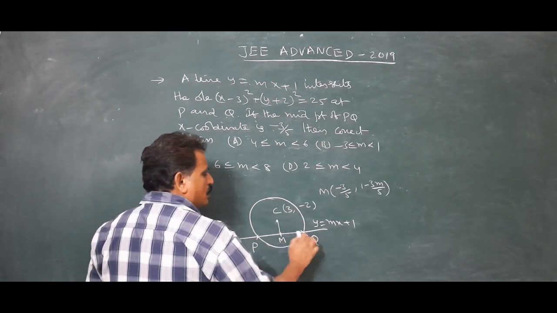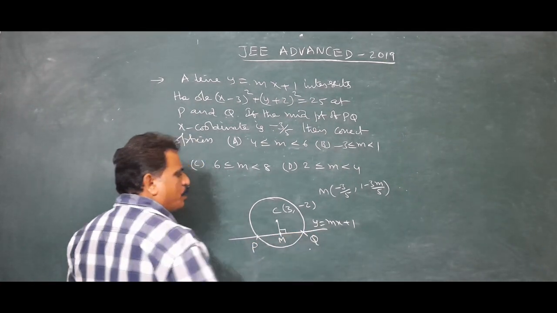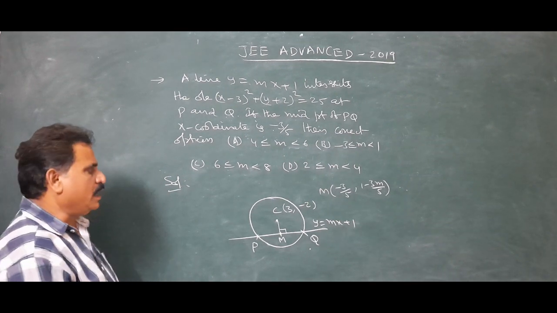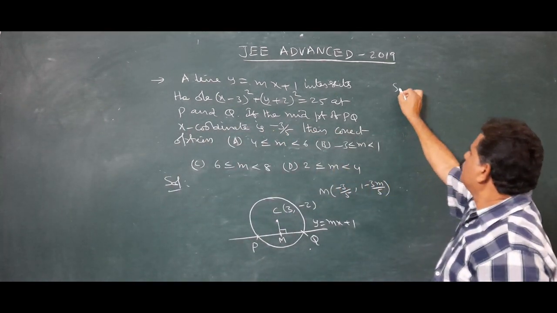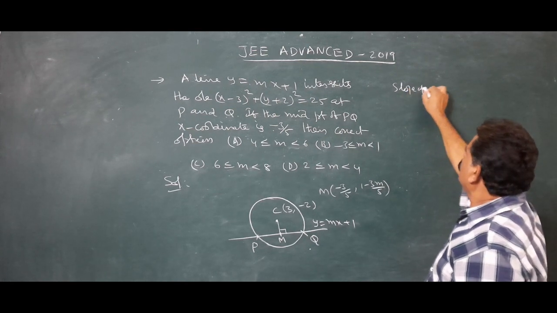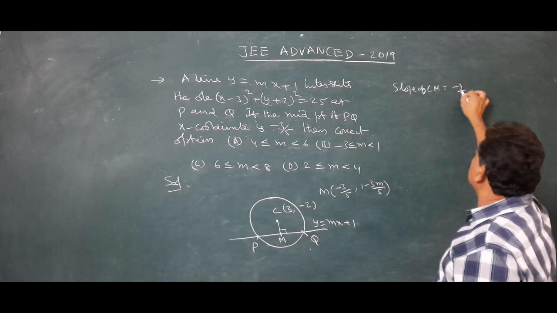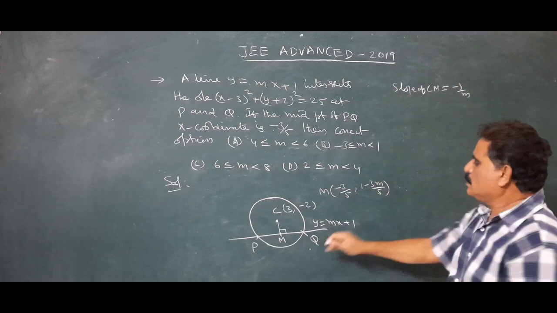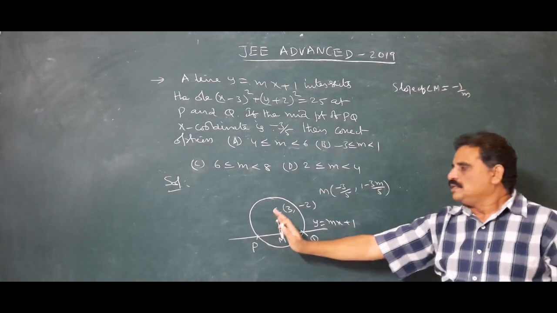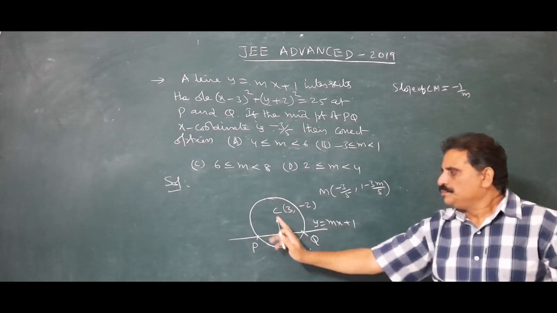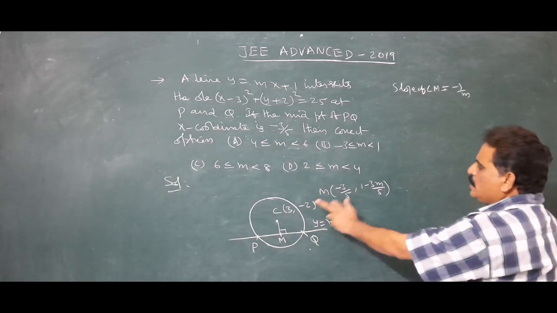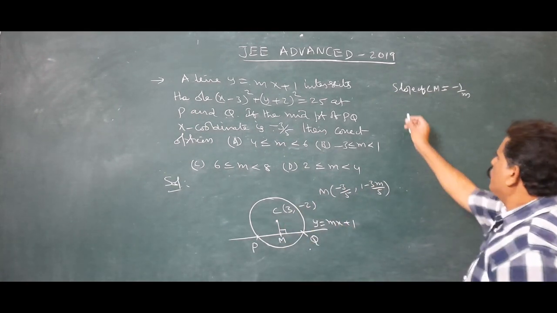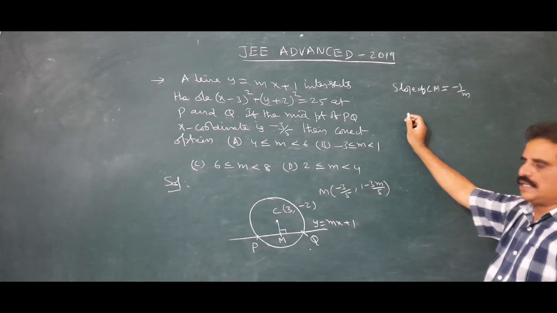PQ slope is m, so CM slope is minus 1 by m. Because the line slope is m, CM is perpendicular to that. So CM slope is minus 1 by m. You can find CM slope, that is y2 minus y1 by x2 minus x1.